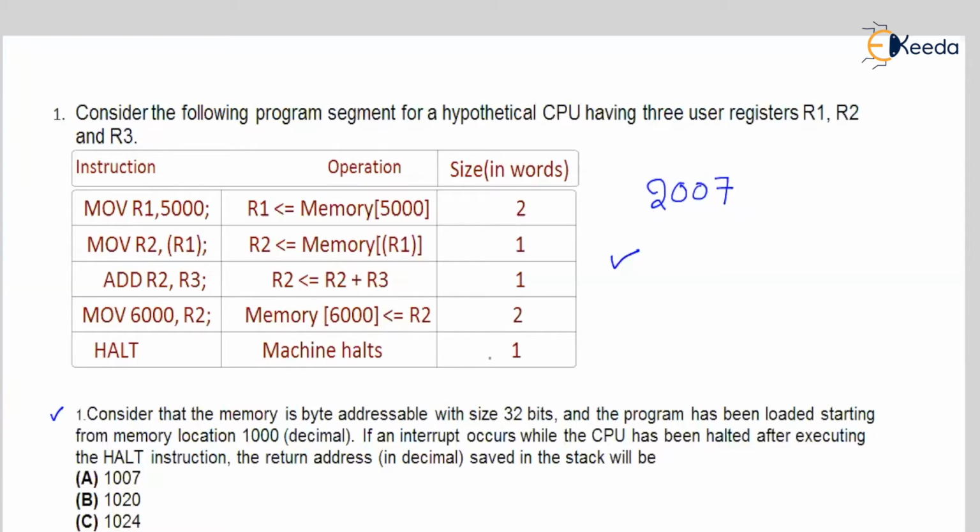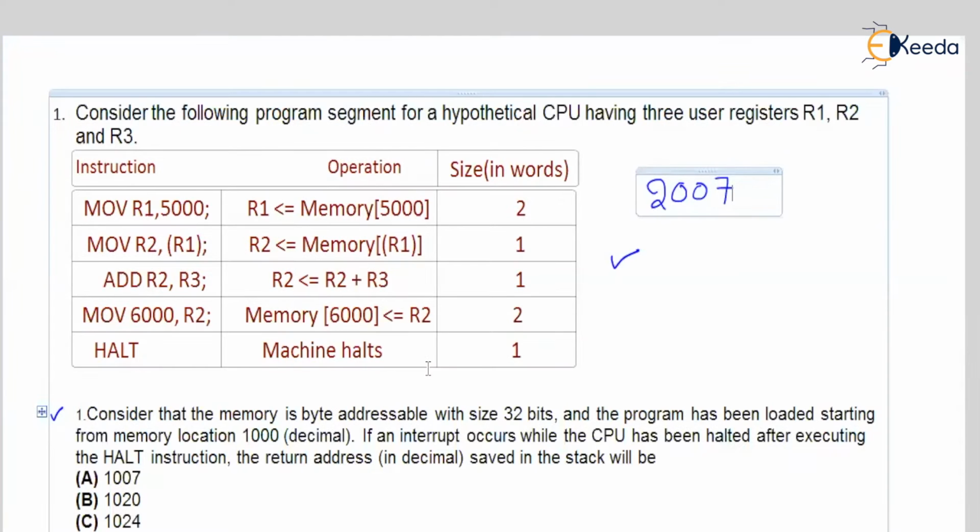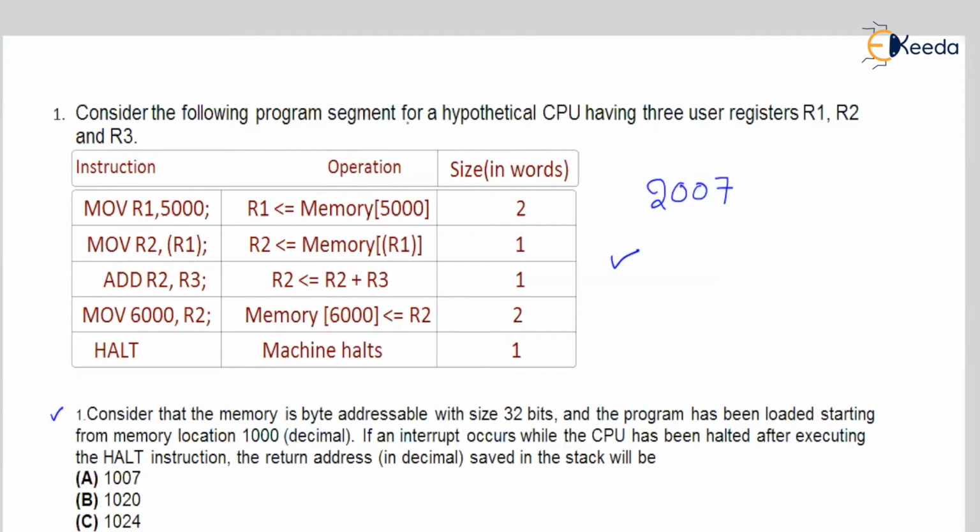Now, on this data, there are two questions. We will try solving those questions separately. Now, let us have a look at this question completely. What is the data given in this question? Consider the following program segment for a hypothetical CPU having three user registers R1, R2, and R3. Okay, I do have three registers in the processor. One is R1, second one is R2, and the third one is R3.